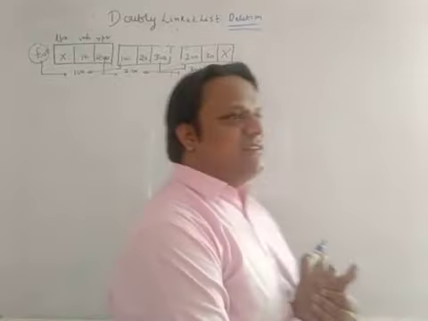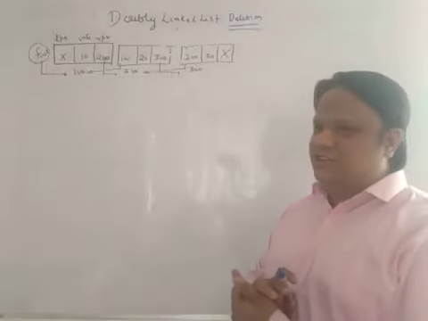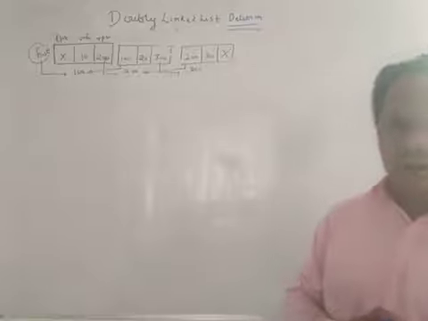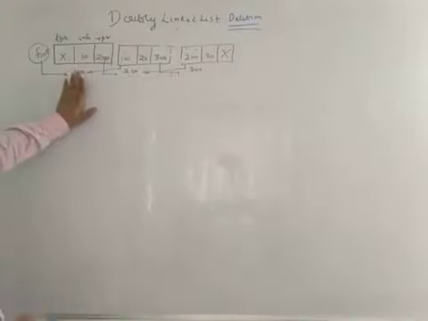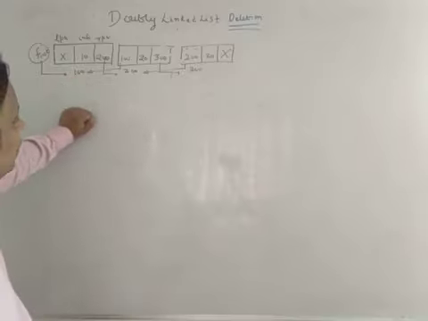Hi guys, so in this session we'll see how we're going to delete the first node, last node and deletion after the given data in case of doubly linked list. So first, deletion of the first node. Okay. So now I want to delete the first node. Think logically what should be done.